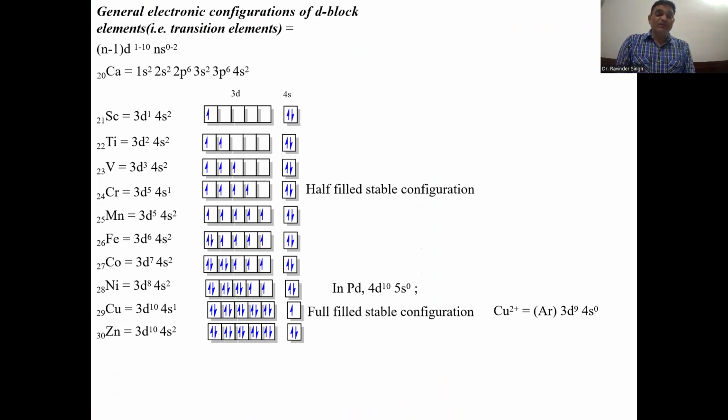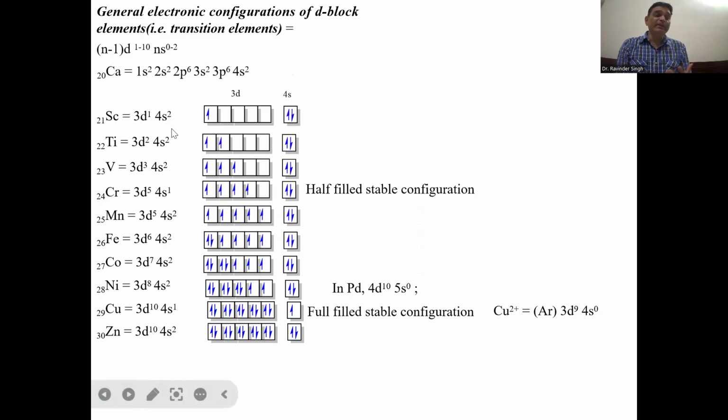Why are electrons first filled in 4s? You can see in the case of calcium that the electrons are first filled in 4s, not in 3d, due to the lower energy of 4s. According to the Aufbau principle, the energy of 4s is less than 3d, so electrons are first filled in 4s. You can explain it using the n plus l rule: the lower the n plus l value, the lower the energy. If the n plus l values are the same, then the lower the n value, the lower the energy. These are the two basic things in the explanation.